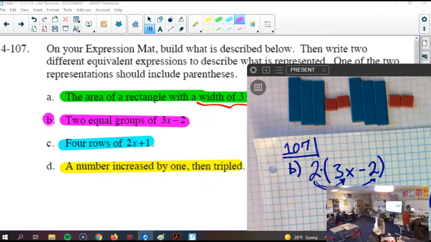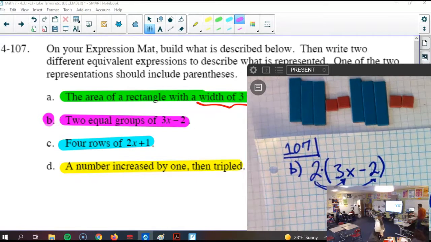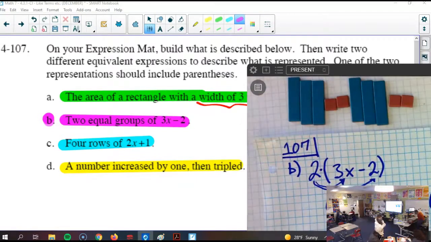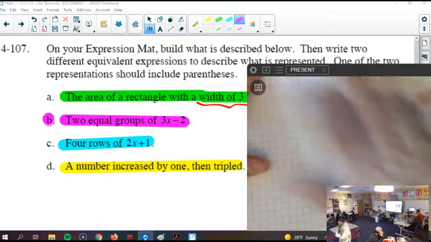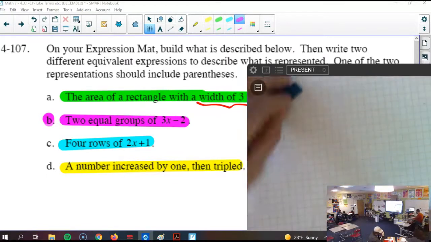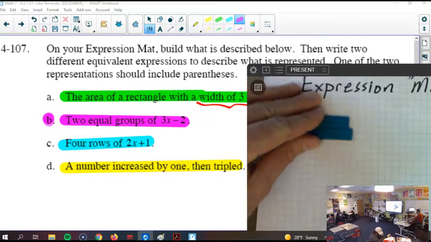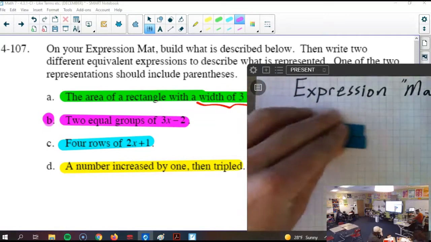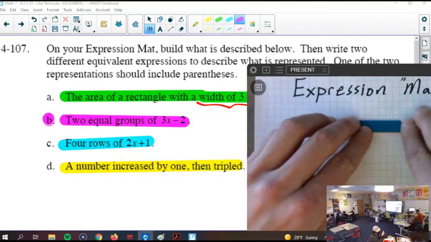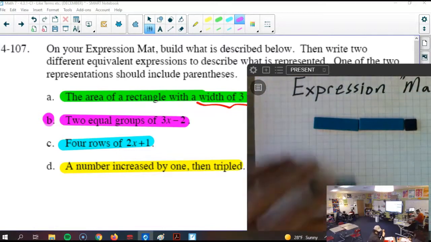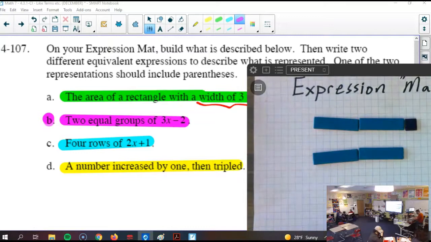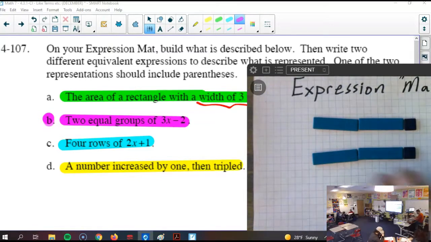Rows of would tell us to multiply. So if we start trying to build this, 4 rows, so 2x and a 1. Guys, I'm going to actually make rows, right? I'm going to actually make rows. So another 2x and 1. Another 2x and 1.